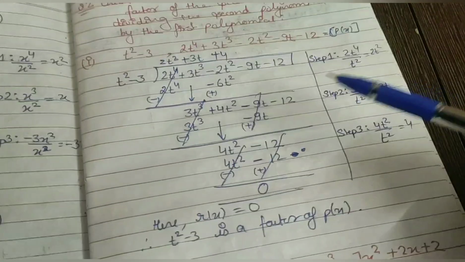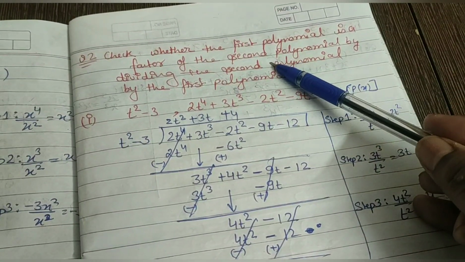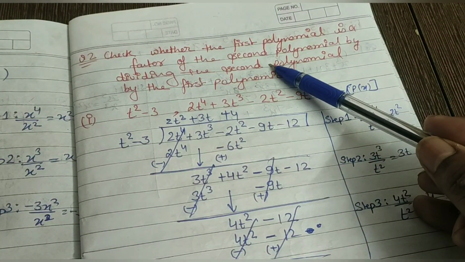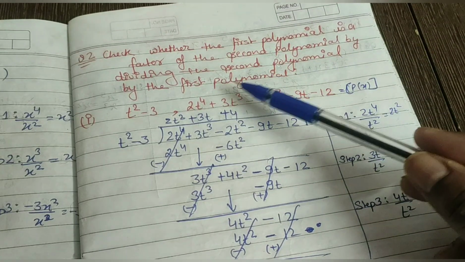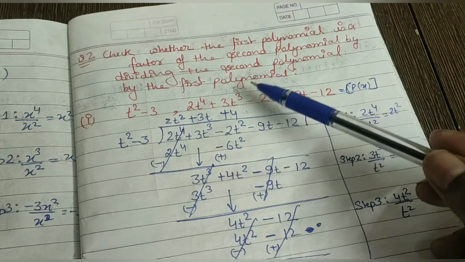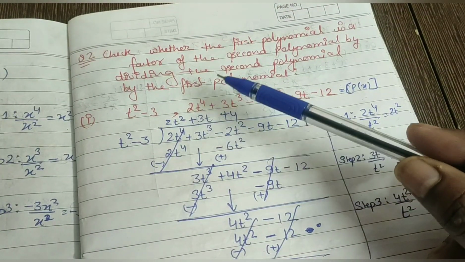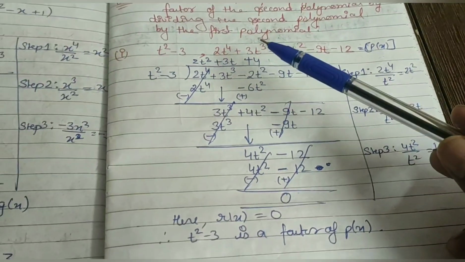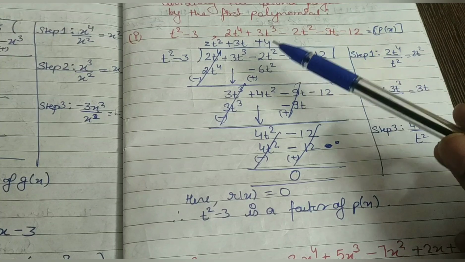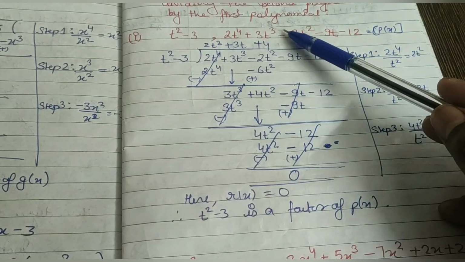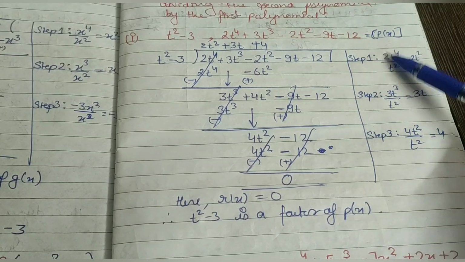Now see the second question. As I already discussed the concept related to the second question: check whether the first polynomial is a factor of the second polynomial by dividing the second by the first polynomial. Means I need to divide second by first and check whether it is a factor or not. So yes, you are right that if the remainder is 0, then we can say that yes, this is a factor of this, otherwise not. So here you are observing, in the same manner I did this question, step by step.